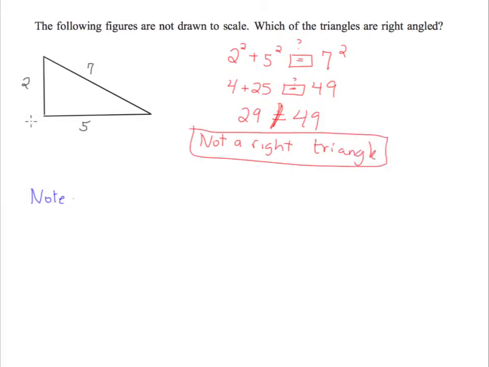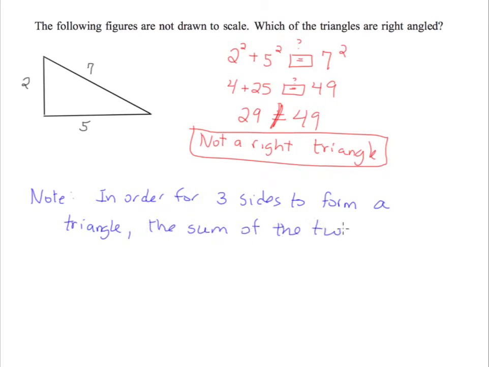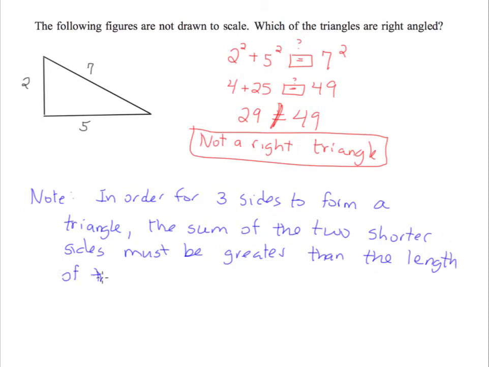Now, I could have saved some work on this problem if I knew one important fact: sometimes 3 measurements of sides cannot even form a triangle. In order for 3 sides to form a triangle, any type of triangle, right, obtuse, acute, either one, the sum of the 2 shorter sides must be greater than the length of the longer side. If that is not true, there's no way you can connect those 3 line segments. You're going to have a gap in your picture.